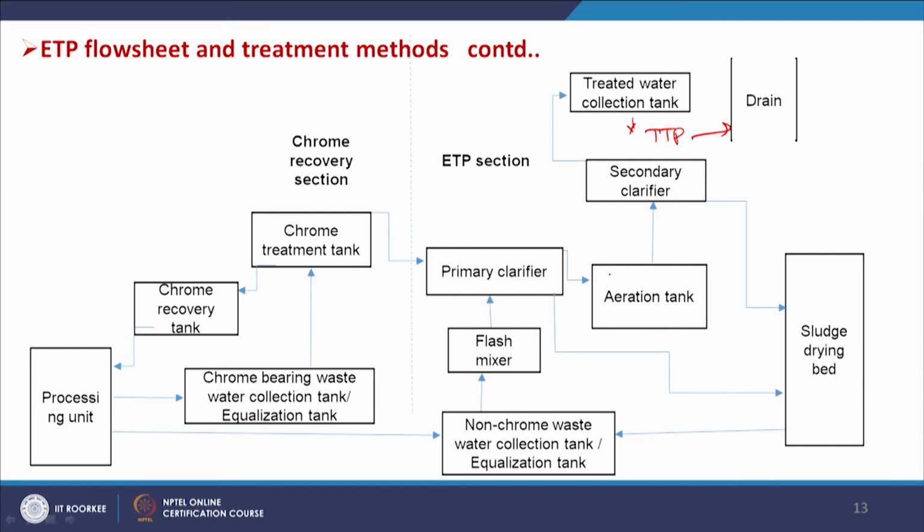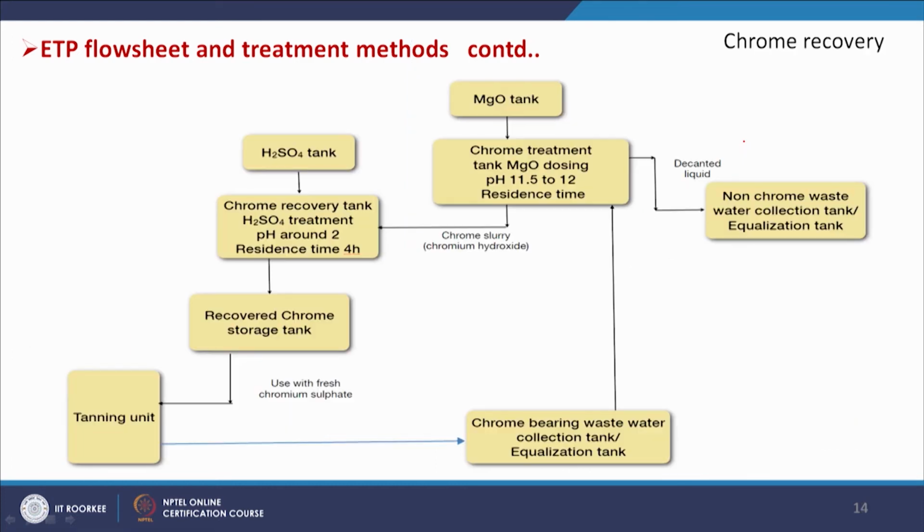And this aeration tank which is used here is for secondary treatment. So, if we can use efficient microorganisms which have good capacity to capture chromium, the effectiveness of the chromium separation will be very high, and the quality of this treated water will also be very high. Now, we will discuss the chrome recovery part.